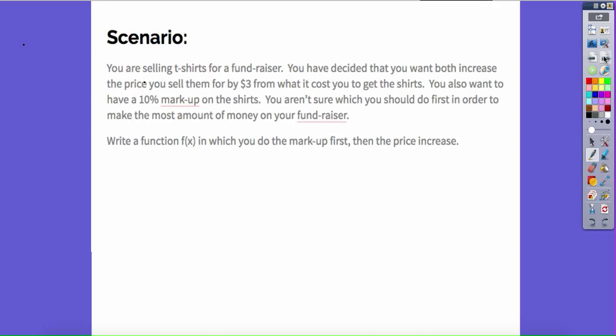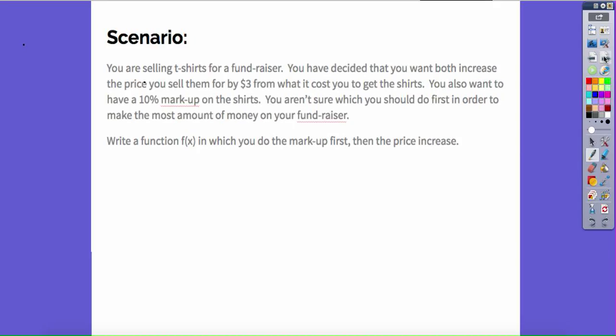From what it costs you. You aren't sure which is going to make the most amount of money for you for your fundraiser. So first of all, it wants us to write a function here for f of x in which you do the markup first and then the price increase.